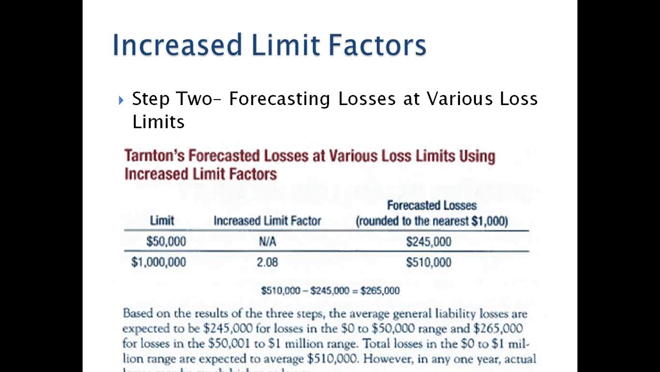Now keep in mind, actuaries predict. This is their best guess. It could be much lower or it could be much higher. But on average, this is what we would expect: probably around $510,000 in losses based upon those kinds of sales.